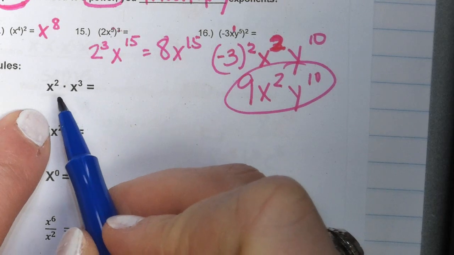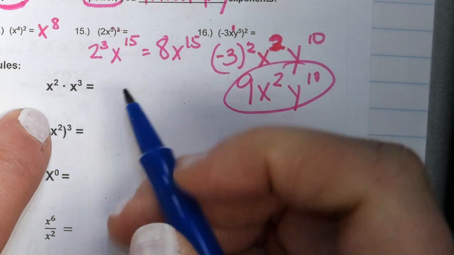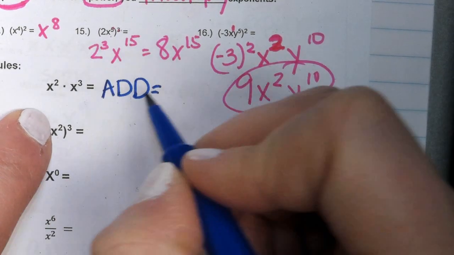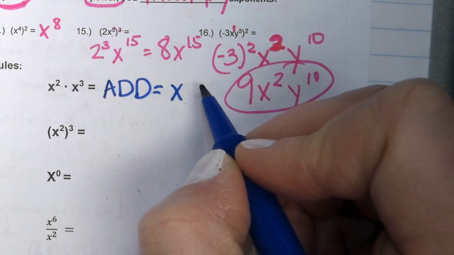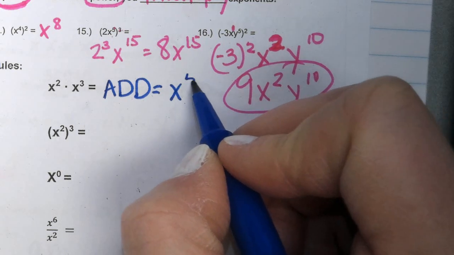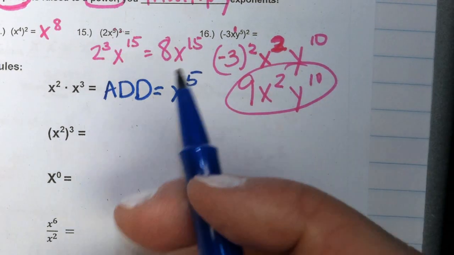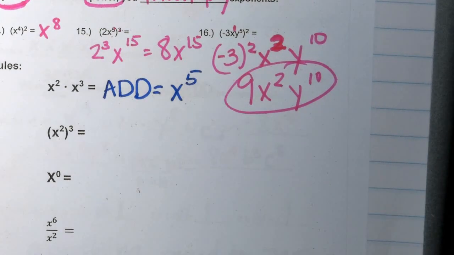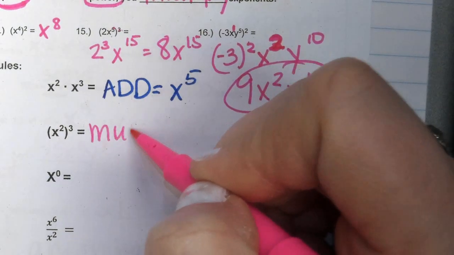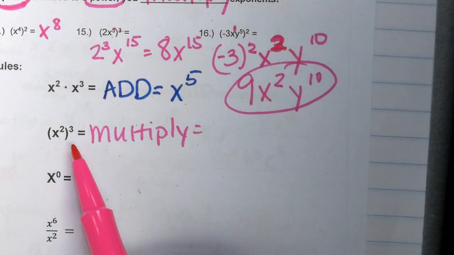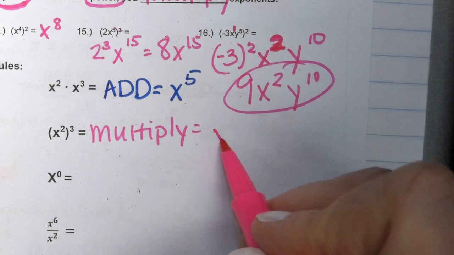Let's review again. If you have exponents that have the same base and they're multiplied together, you add the exponents. This answer is x to the what power? 5th power. If you have a power raised to a power, multiply. 2 times 3 is 6.